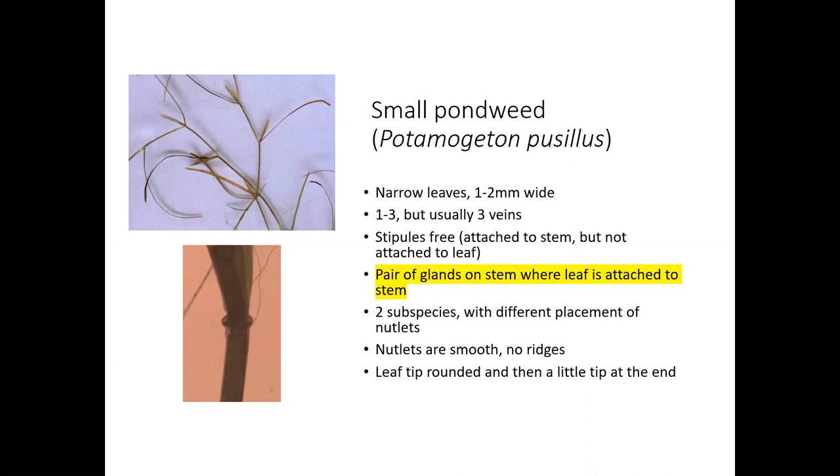So again, the key features here are that it usually has 3 veins, the stipule is free, and there are glands on the stem where the leaf is attached to the stem, and the nutlets are smooth.